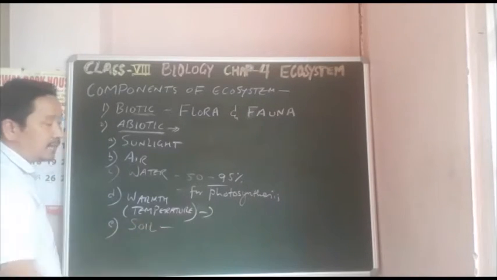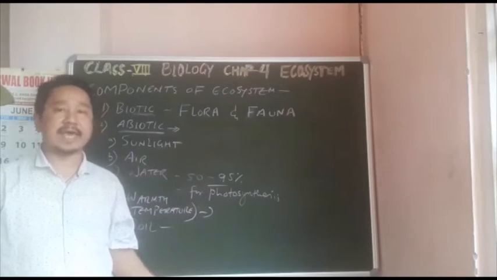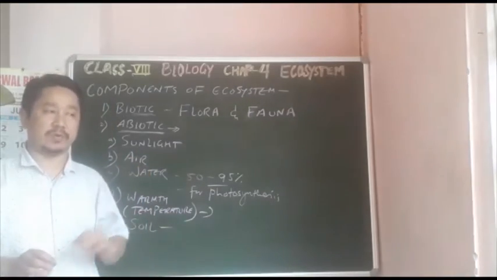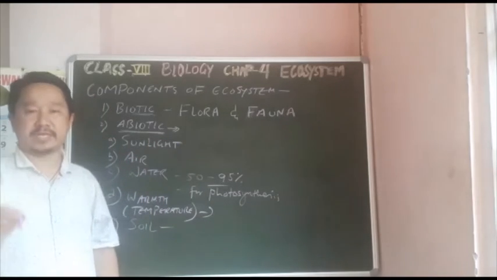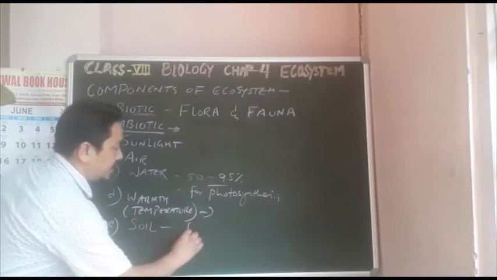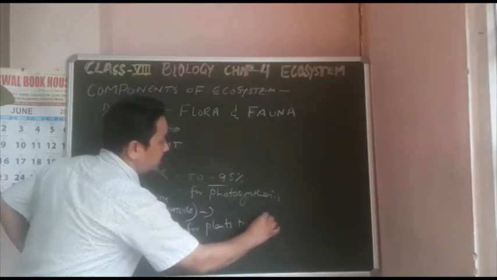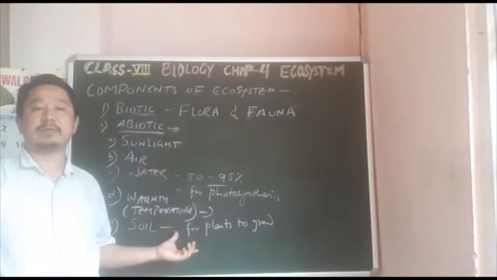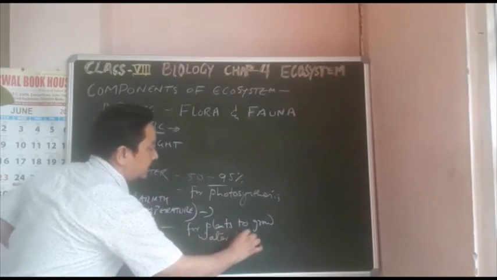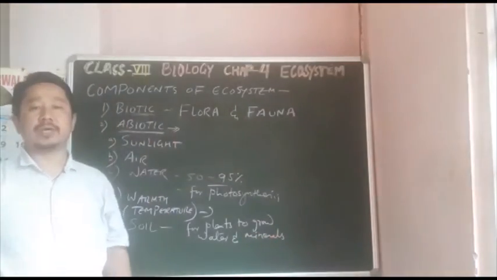Whichever type of ecosystem you talk about, whether it is a pond ecosystem or a forest ecosystem, soil is there. Soil is a very important factor of any ecosystem. Why is it important? There are many reasons. Plants grow on the soil itself. Then water and minerals are found in the soil itself.